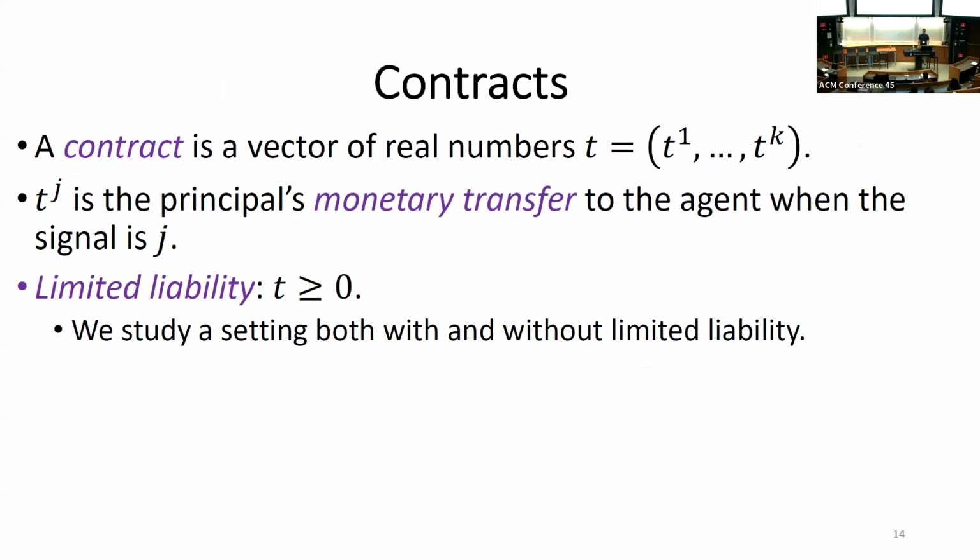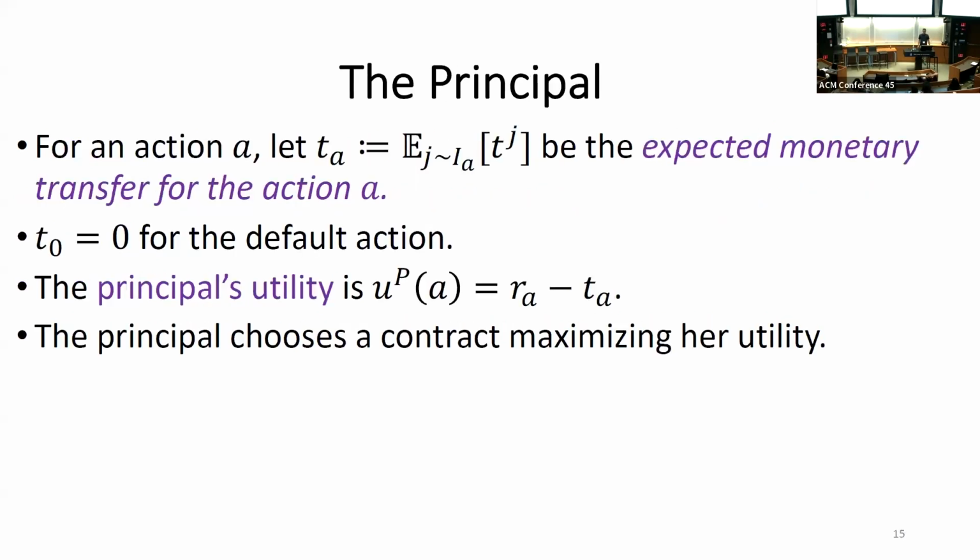Now, as usual, a contract is just a real vector in which each coordinate is just the monetary transfer that the principal pays to the agent when the signal is specific. And a common assumption in contract design is limited liability, which means that the principal is not allowed to charge the agent. And we studied a setting both with and without limited liability. Let's first focus on the principal's perspective.